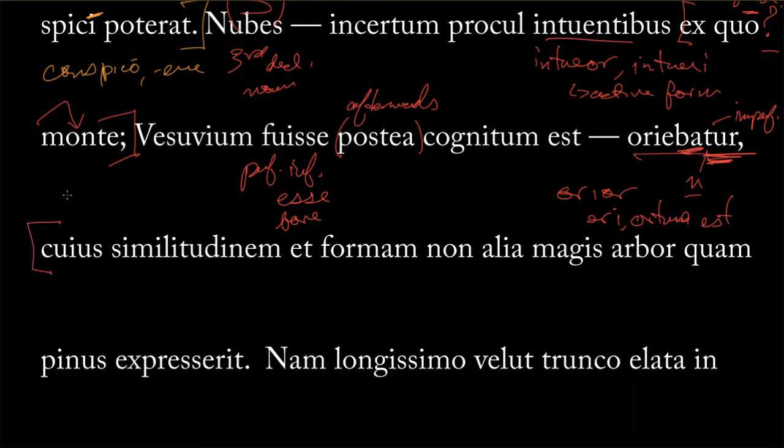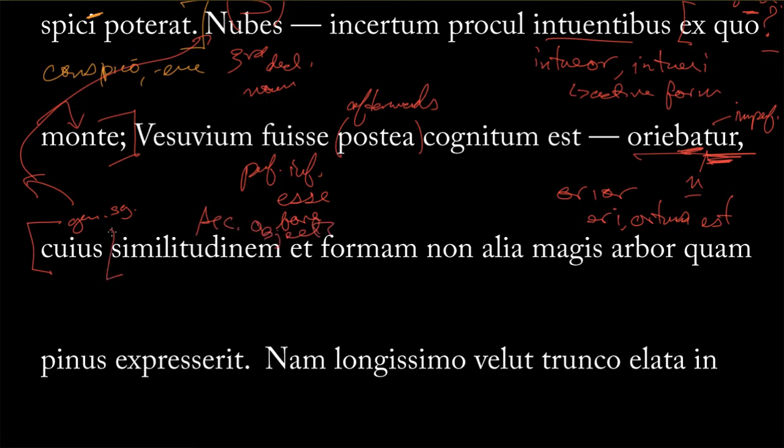Cuius. So this is a genitive singular, and it could be any gender, but it has to be modifying something back, a noun, and because we know it's singular, that's actually going to be all the way back to nubes. So the cloud, whose, and then here we have to look for a subject, because we have similitudinem et formam, so it's likeness and shape. But this isn't the subject, these are both accusatives, so they're going to be our objects.